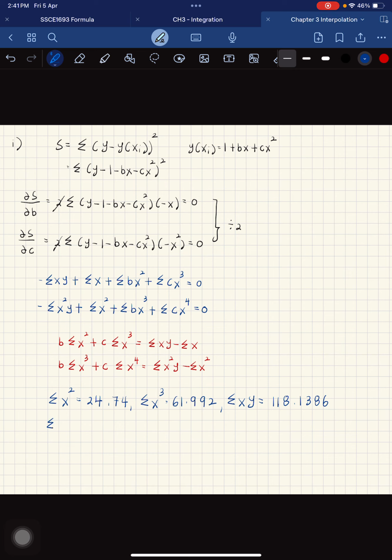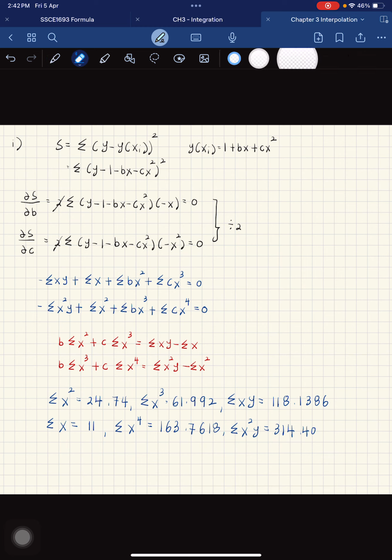118.1386, and then summation x equal, option, summation number 1 we get 11, and then summation x cubed, already we have x cubed, x4 equal to, option, summation x4 is number 8 equal 163.7618, and then summation x squared y, option, summation x squared y is number 7, 314.049, so for summation x squared.